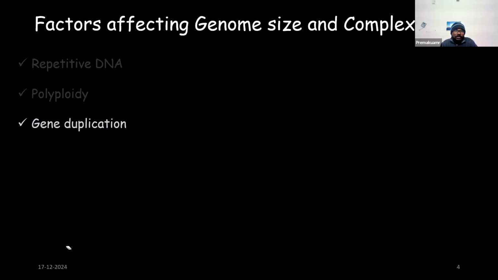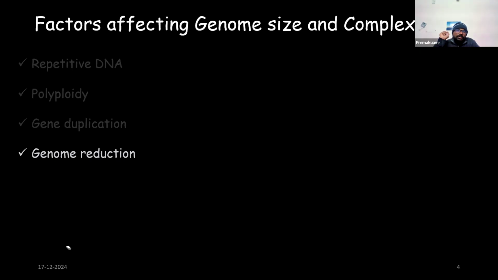You should read this. Because of gene duplication, the more the duplication, the larger the genome size and the more the complexity. See, in bacteria there is no duplication, that's why they are very simple. And genome reduction. What is genome reduction?